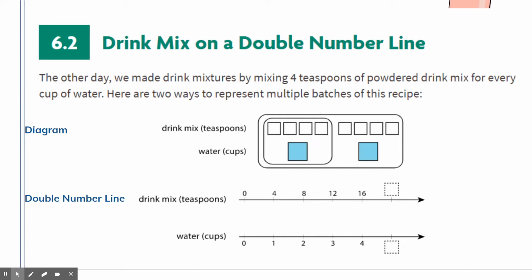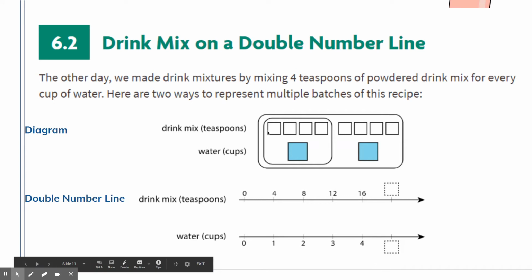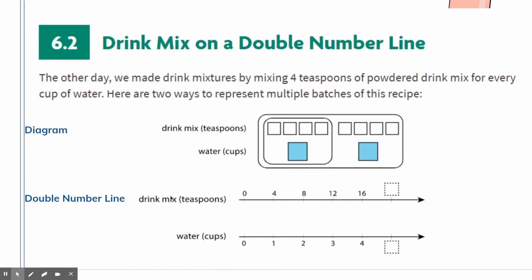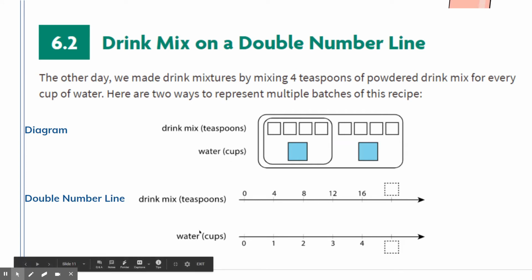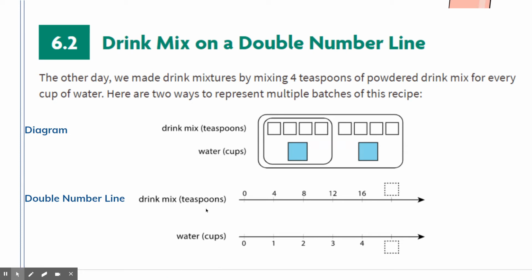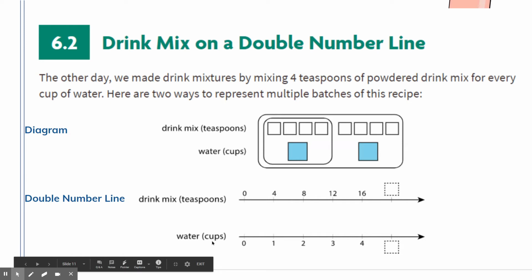Today, what we're going to be looking at is that same relationship can be expressed not only as a diagram, but also as something called a double number line. So with a double number line, we literally start with drawing 2 number lines. And we take our 2 categories, in this case, drink mix and water, and we put those on the left-hand side of the number lines and make sure to include their units. So in this case, teaspoons and cups.